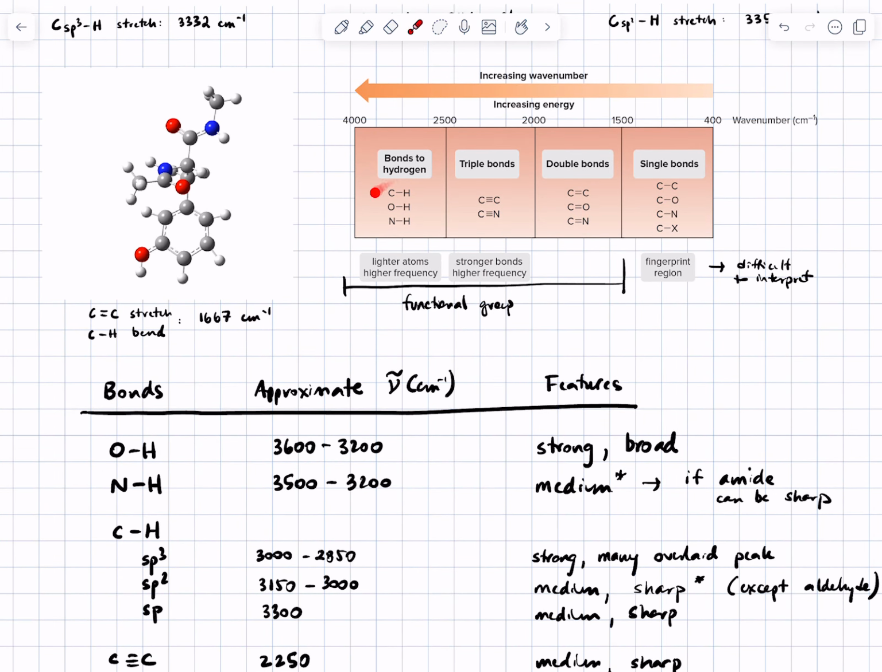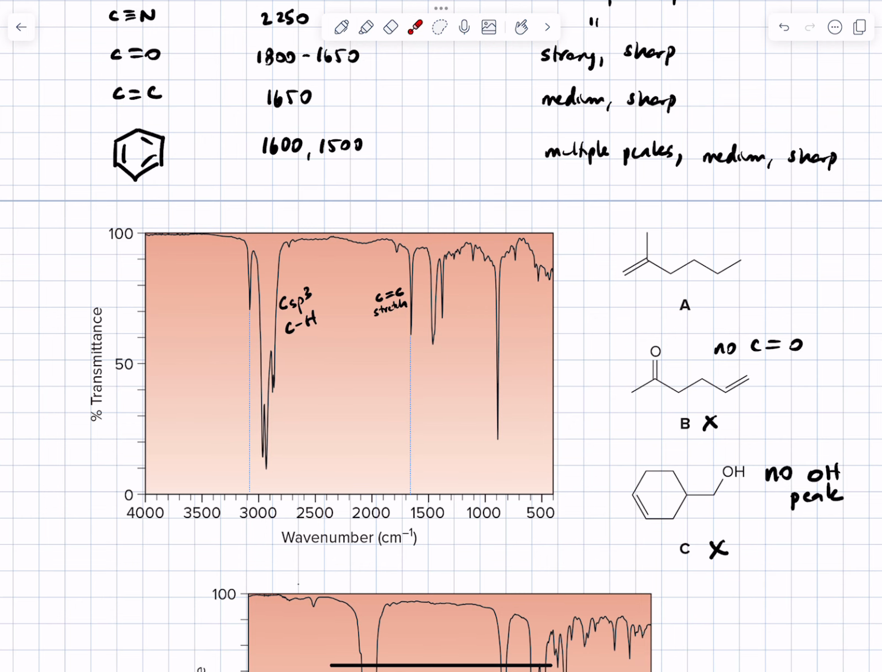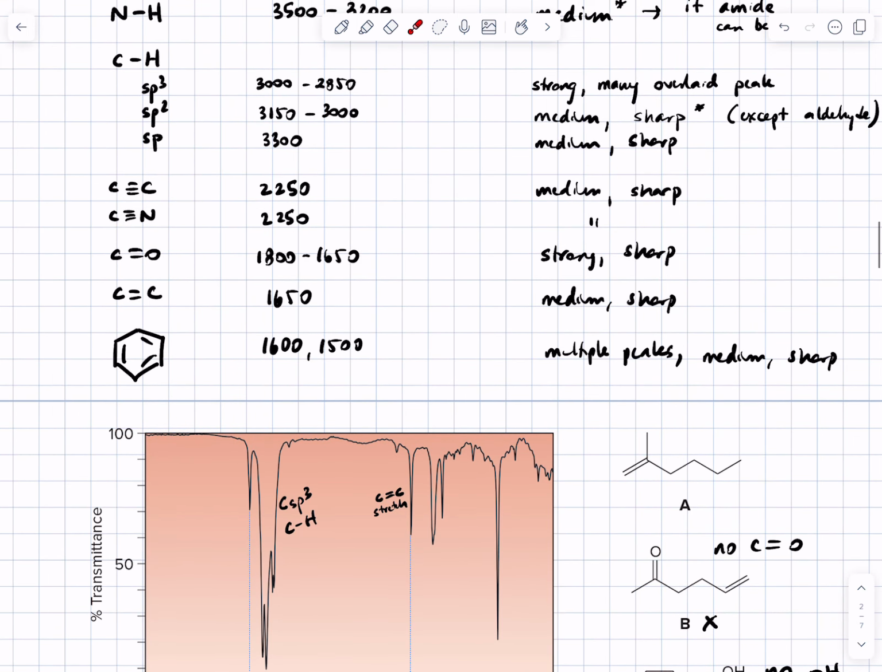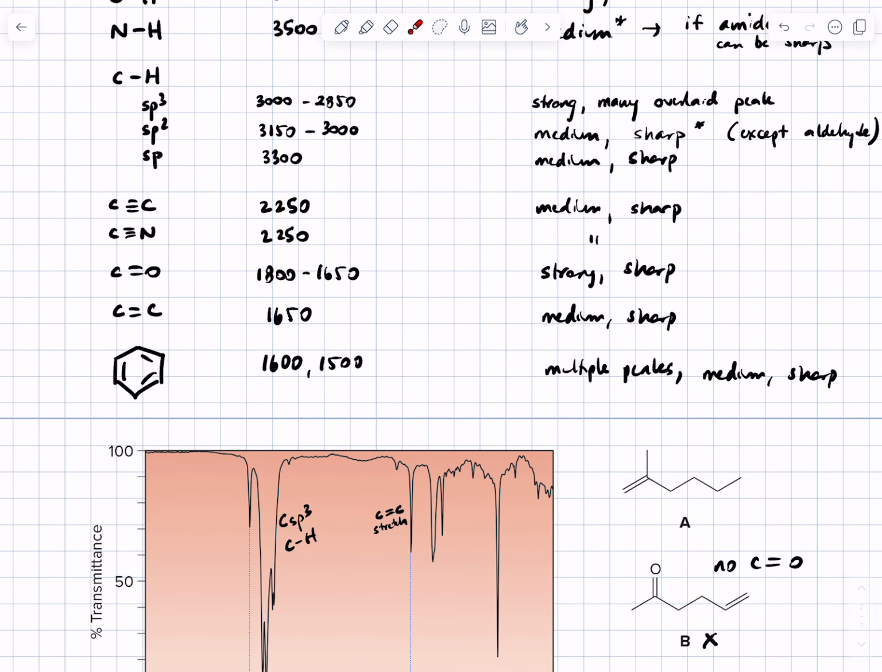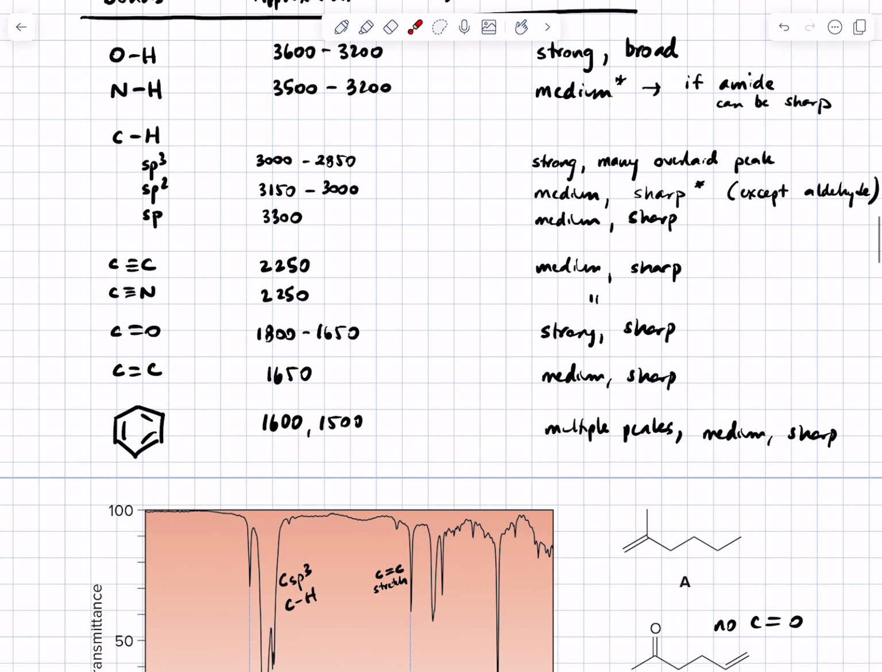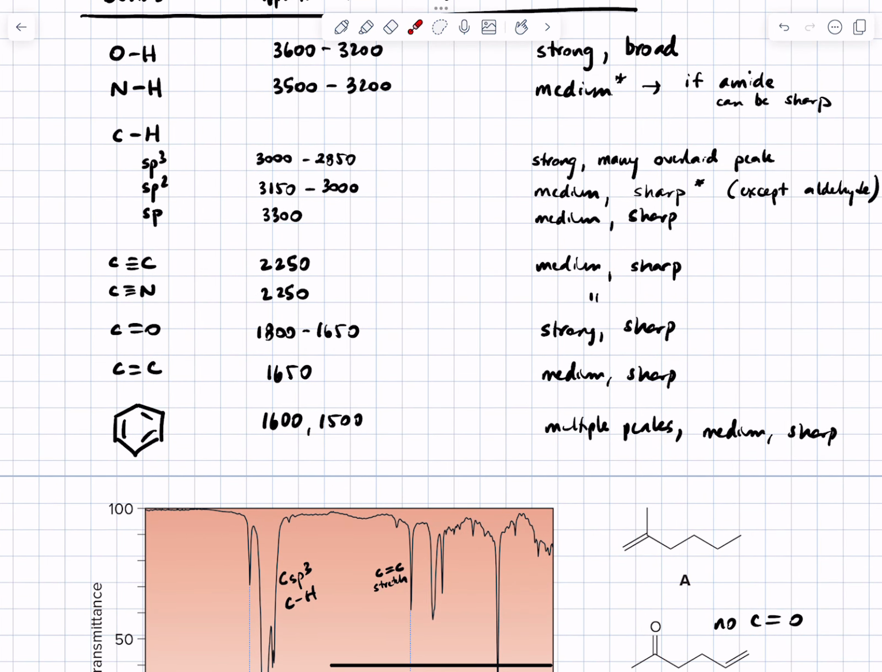Yes? We wrote that the NH bond is medium unless it's angled, and strong, sharp. But what's the shape if it's not? In general it tends to be broad. I'm going to put broad-ish because it's not as broad as the OH group. I'll show you examples of all of these.